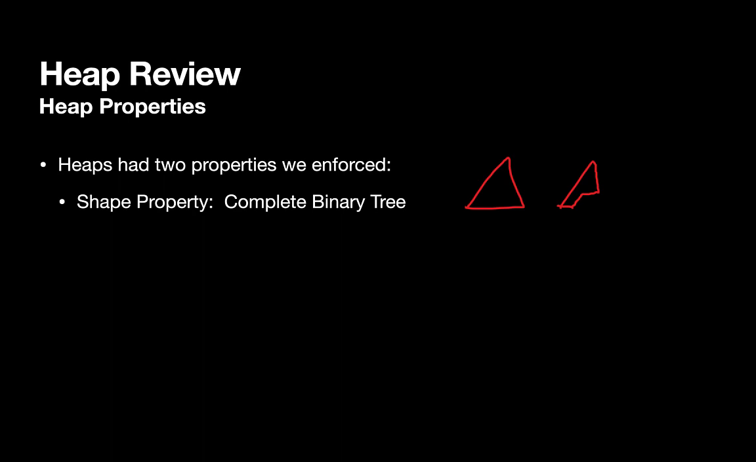The second property that we had was the order property. That was really about the value of the parent's key with respect to its children's keys. So the parent's key had to be less than either of its children, and the children's keys had to be less than either of their children, and so on and so forth. By the transitive property, this ensured that the root of the tree would have the lowest value overall.